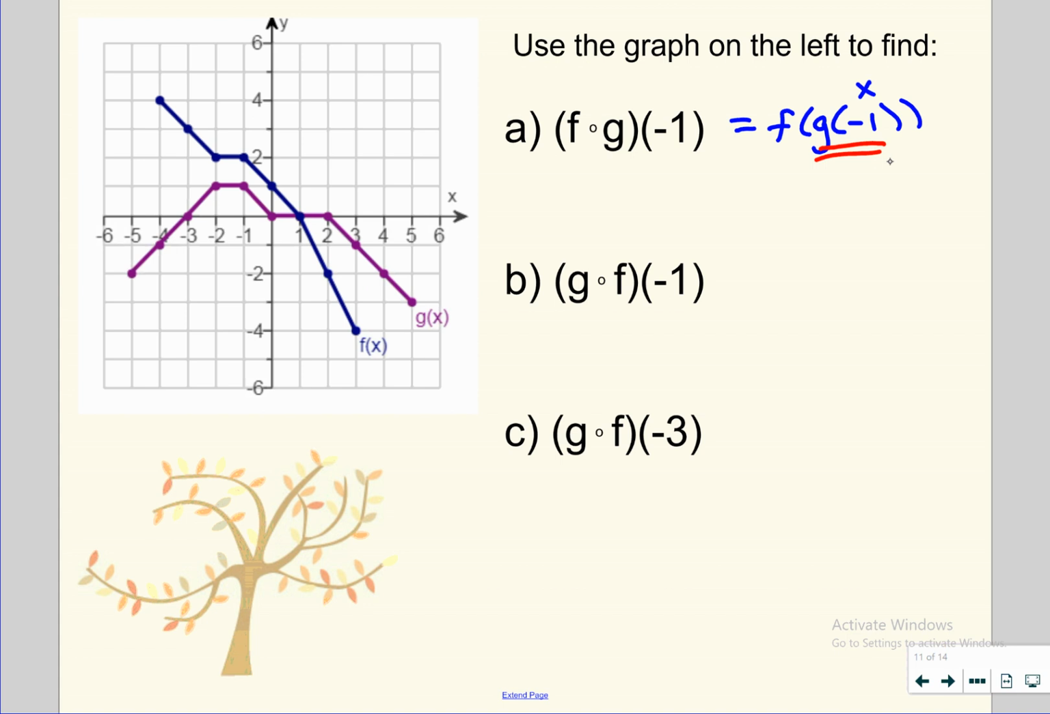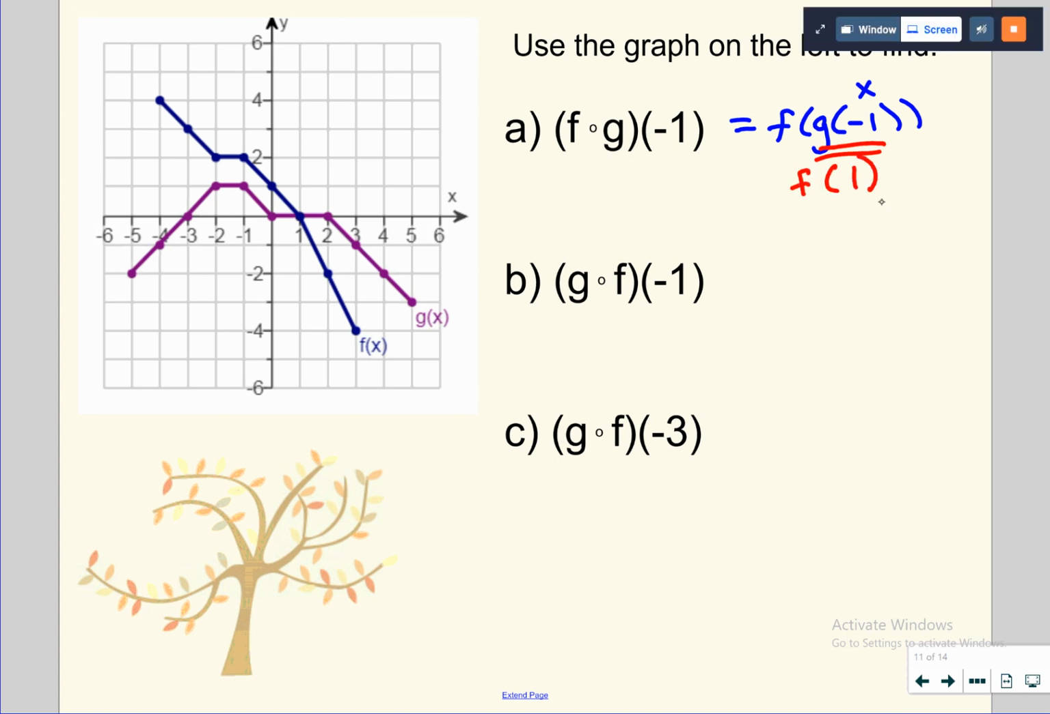So I have to know which graph to look at first of all. G is the purple one. G of -1 tells me I use an x value of -1, and then I go up or down to function g. In this case, I would have to go up to 1 to get to function g. So g of -1 is equal to 1. That's the y value that goes with that x.